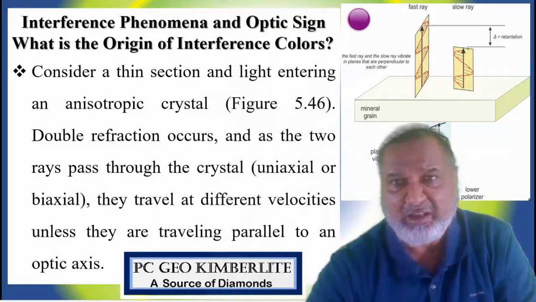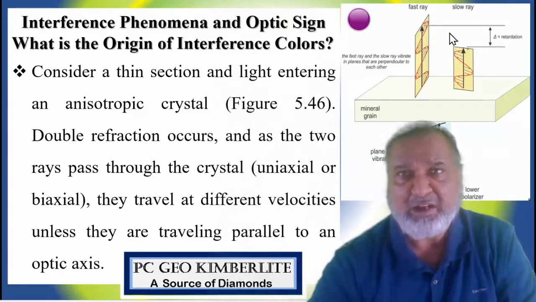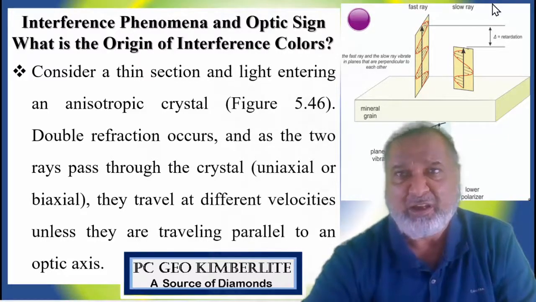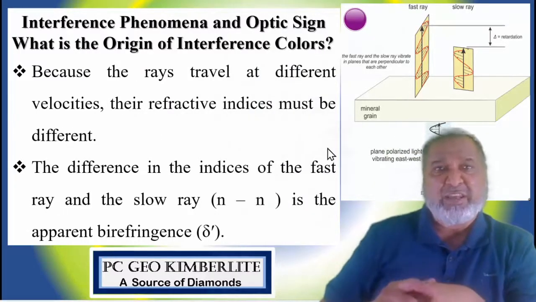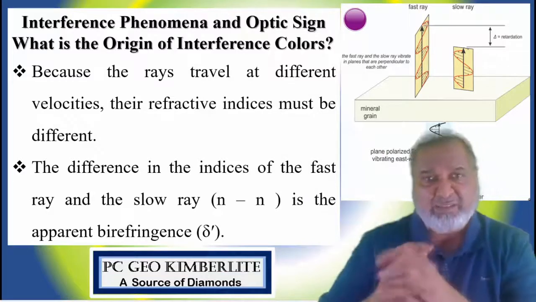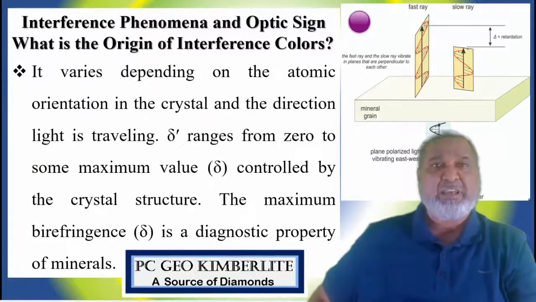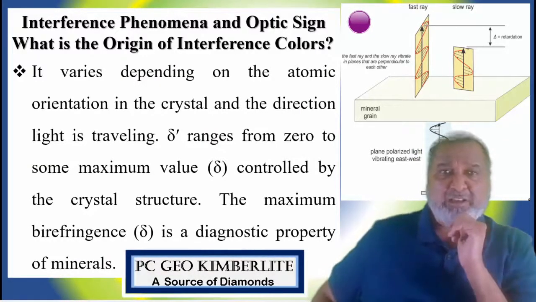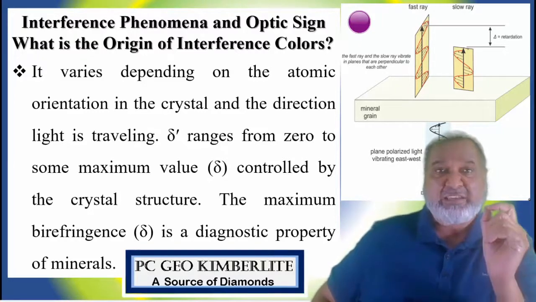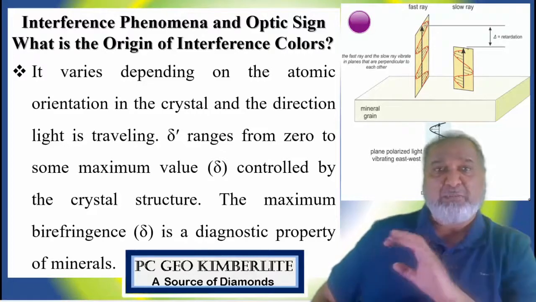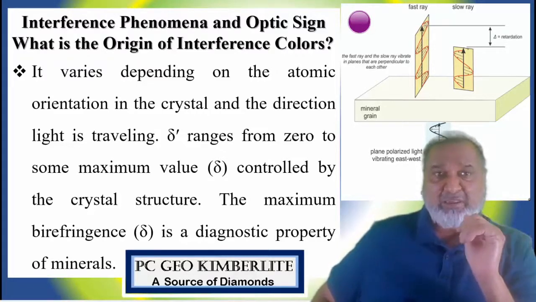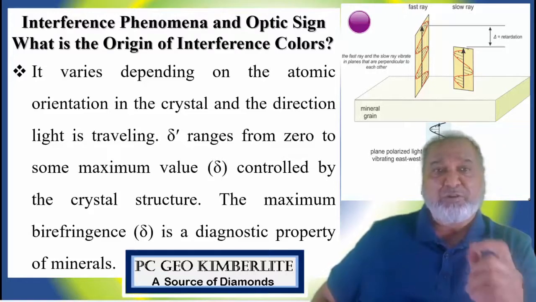This is the mineral grain, and this is the light coming in plane polarized. Here we have the fast ray and the slow ray, and the retardation is indicated. Because the rays travel at different velocities, their refractive indices are different. The difference in the indices of the fast ray and the slow ray, n minus m, is the apparent birefringence. It varies depending upon the atomic orientation in the crystal and the direction of light travel, ranging from 0 to a maximum value controlled by the crystal structure, and the maximum birefringence is a diagnostic property of a mineral.